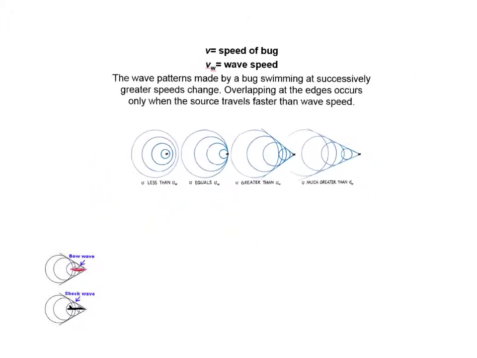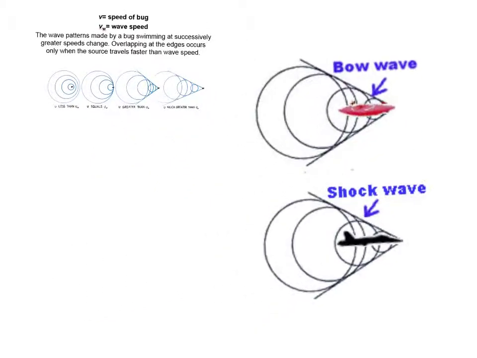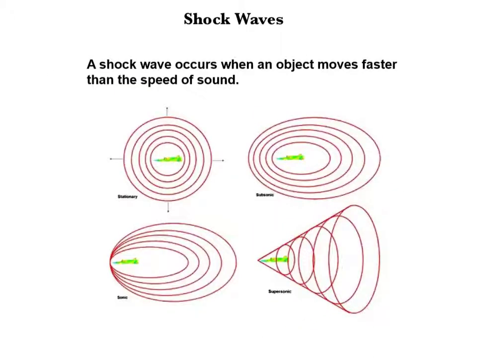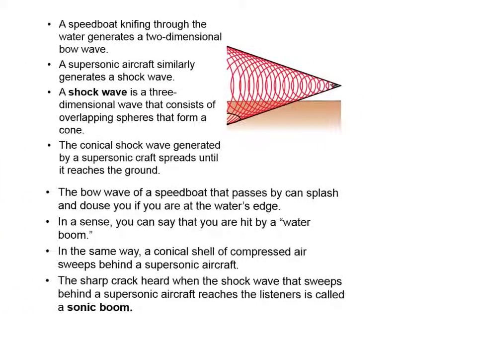he produces. Now, there's a difference between a bow wave and a shock wave, right? We've got to remember the bow wave is just that wave that's produced right at the front. Then there's something that's called a shock wave. A shock wave occurs when an object moves faster than the speed of sound. So a speedboat moving through the water generates a two-dimensional bow wave. A supersonic aircraft will similarly create a shock wave.